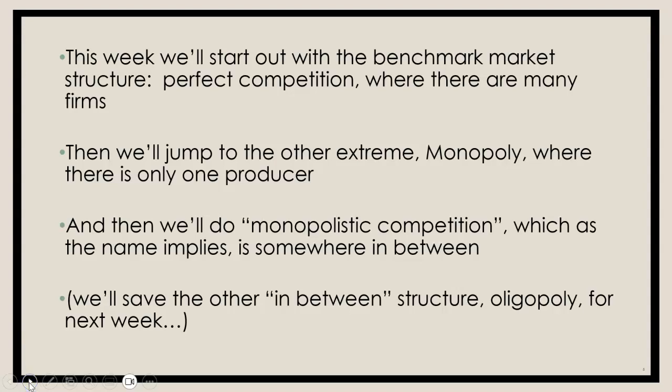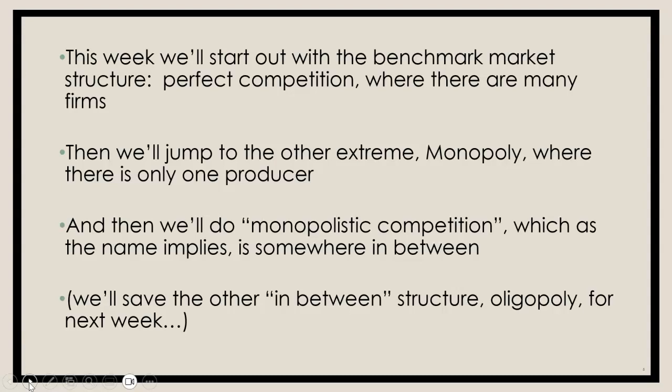Okay, so this week we're going to start out with what's basically the benchmark market structure, the one that all economists start out with, perfect competition, where there are many firms. Then we'll jump to the other extreme, monopoly, where there's only one producer. And then we'll do this sort of in-between case of monopolistic competition.